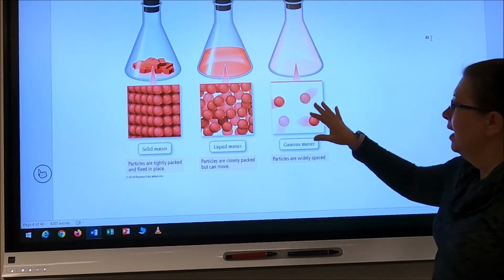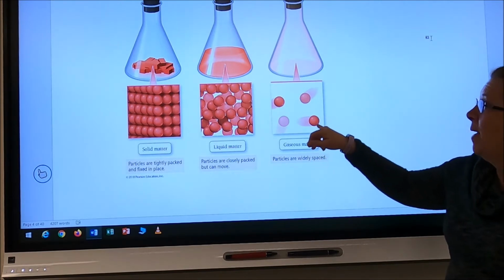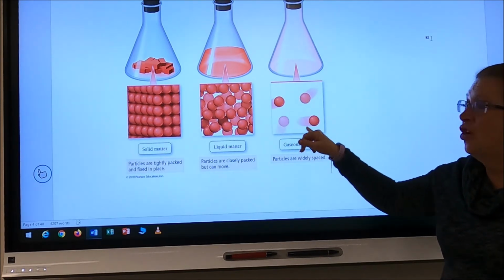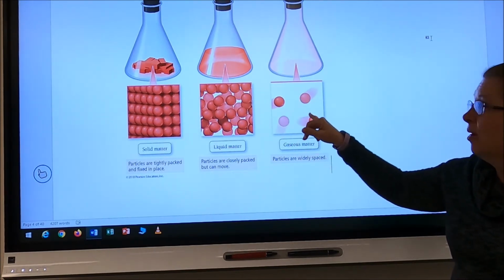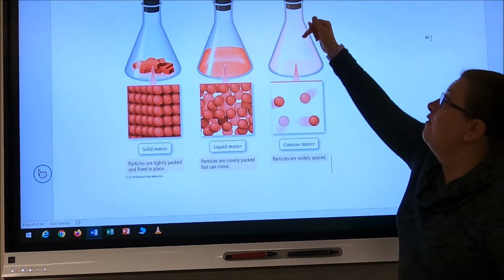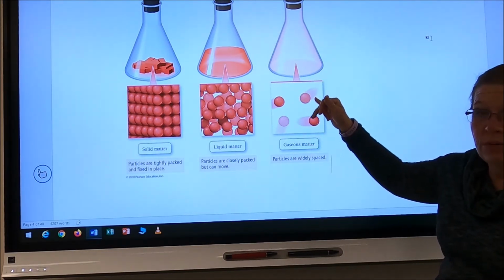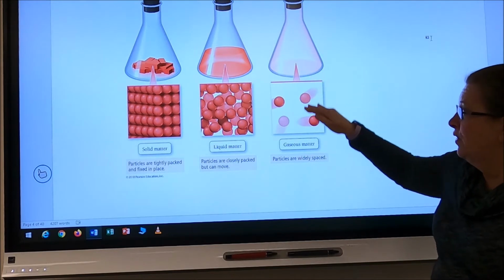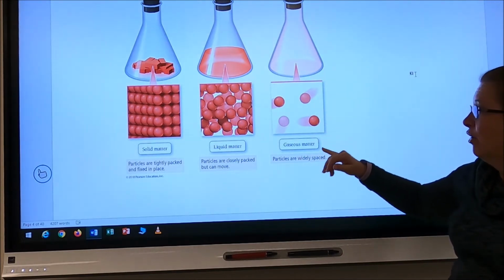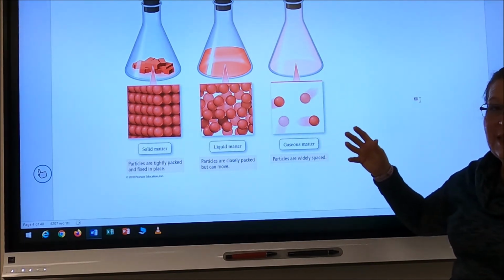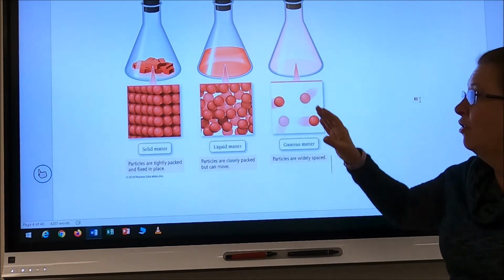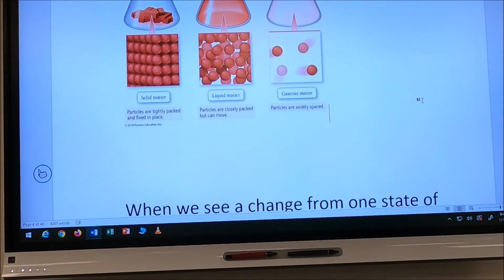Gases. The particles are widely spaced. In fact, this is not showing how widely spaced they are. They're much further apart than this. They fill the entire container. There is no surface. So they don't have a set volume and they don't have a set shape. Okay, so solids, liquids, gases.